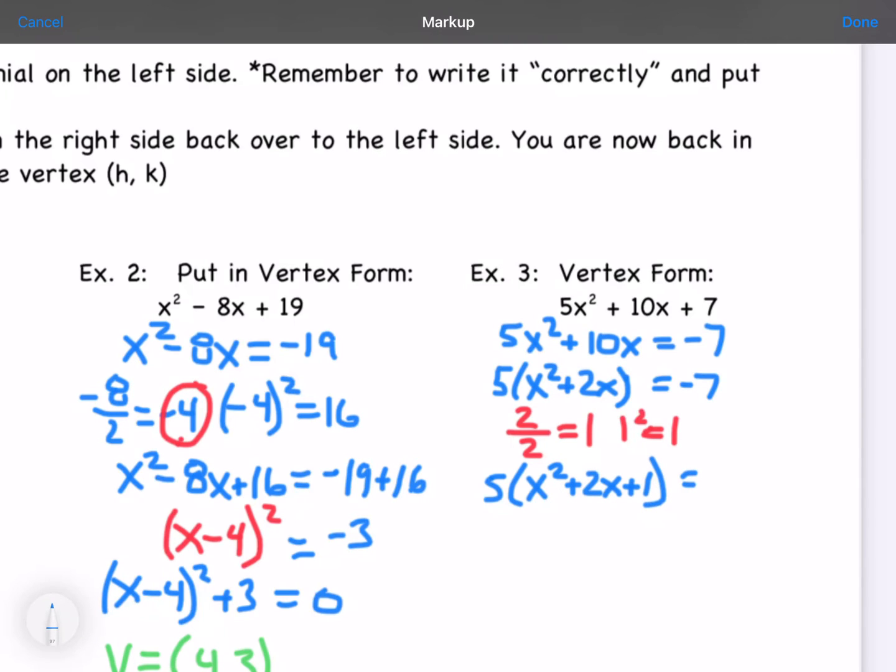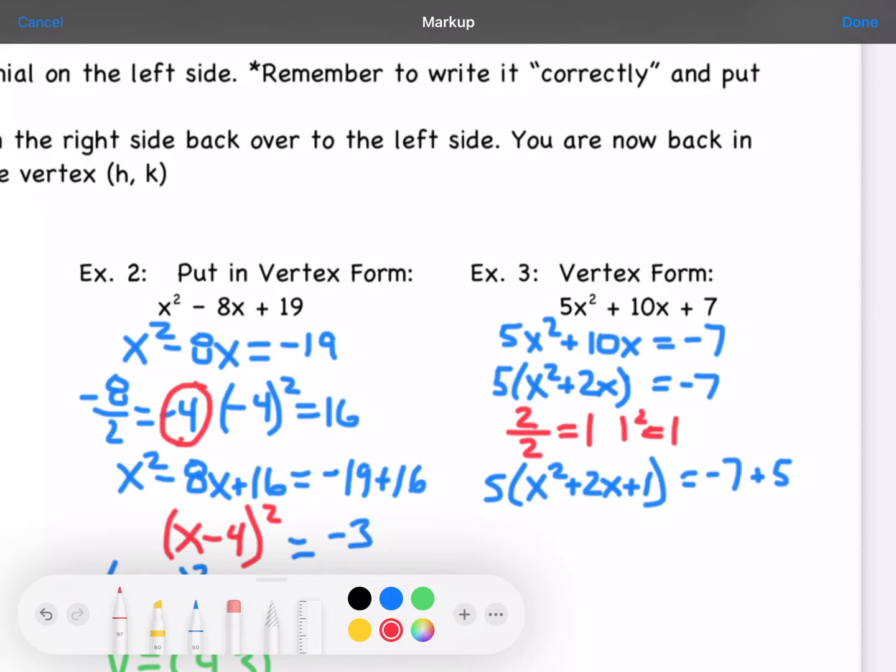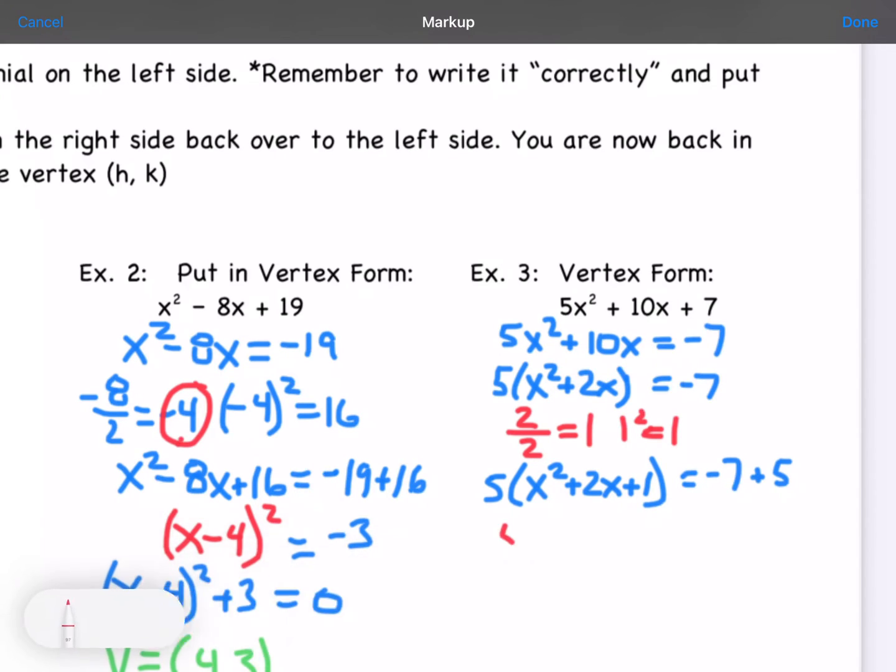Now we have to decide how much we are actually adding. We added 1 on the inside, but we're actually adding 5 because you have to multiply it by 5. So we have to add 5 to the right-hand side too to even it out. And now our factors: we still have 5 times, but now our factor is x plus 1 squared. So the nice thing when we complete the square is that we just have whatever it is squared.